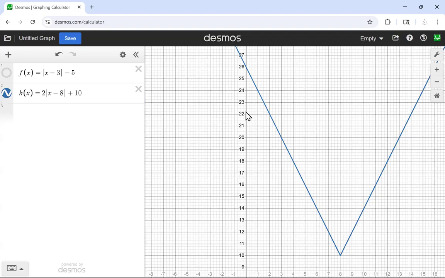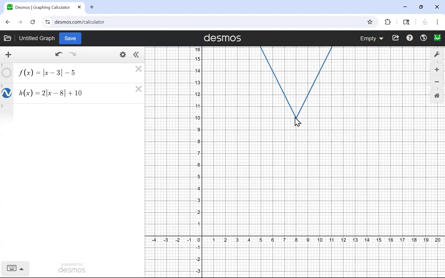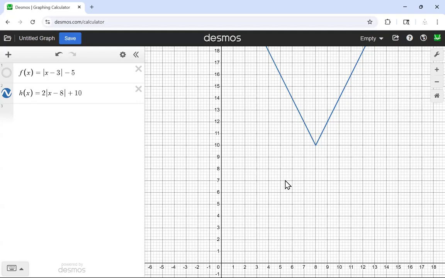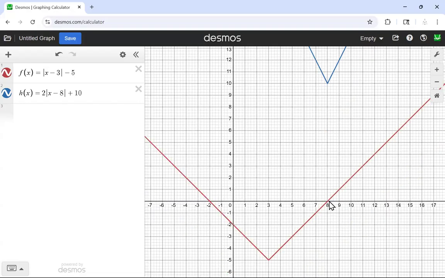And because the vertex is at 8, 10 and the absolute value function is pointing up, there's no way you can cross the x-axis. That's why algebraically we got no x-intercepts, because it never goes below that point 8, 10, so we can never cross over the x-axis. That's different from f of x, which obviously crossed over the x-axis at 2 different places.